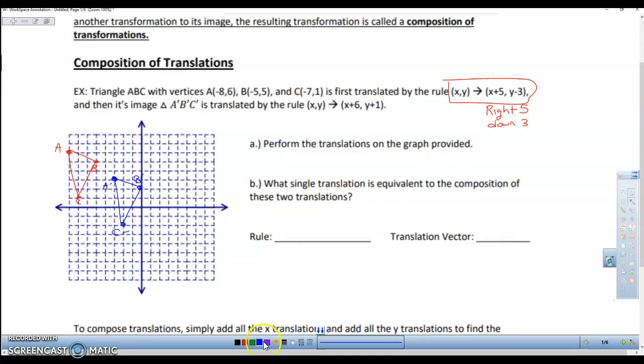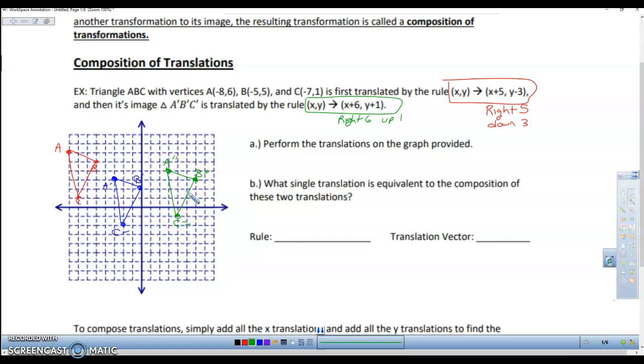All right, then the next step is we're going to repeat that process. This time, we're going to take triangle A prime, B prime, C prime, and translate it by this rule. This rule is telling me to move everything to the right 6 and up 1. So I'll do that. Right 6 and up 1. That's A double prime. B, right 6 and up 1. That's B double prime. And then C, right 6 and up 1. C double prime. And then I'll connect the dots. Bam. And that, my friends, is a composition of translations.